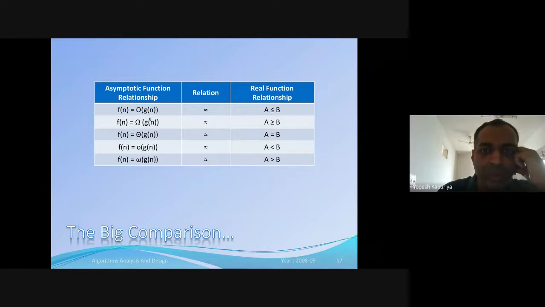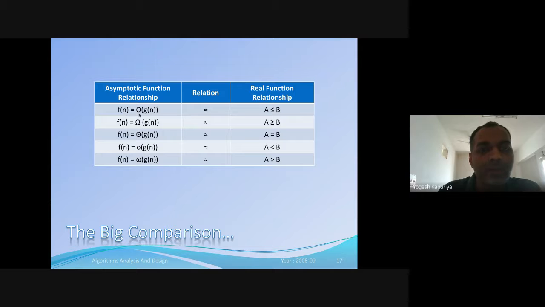It is as good as a is less than or equal to b. If you take, instead of these functions, if you consider it as numbers, then this is what it is similar to. So f(n) is equal to big O of g(n) is similar to a is less than or equal to b.